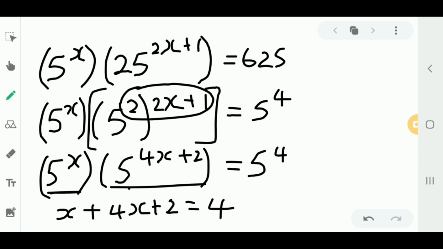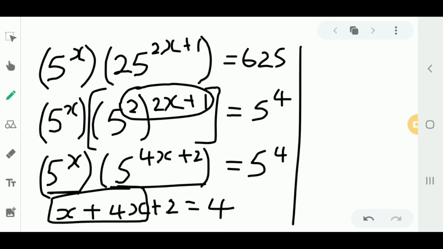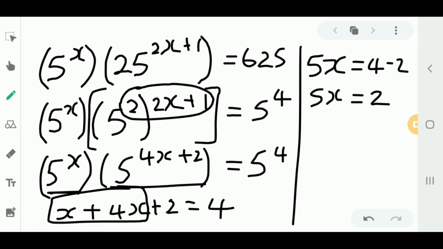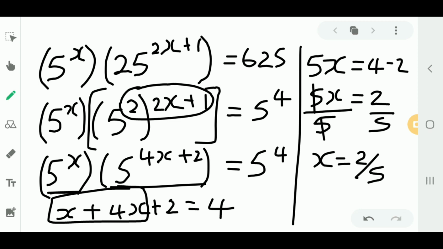So grouping like terms, here we have x plus 4x, which gives us 5x. And 4 minus 2 gives us 2. So 5x is equal to 2. And we want x to be the subject, so we're dividing both sides by 5. So x is equal to 2 over 5.